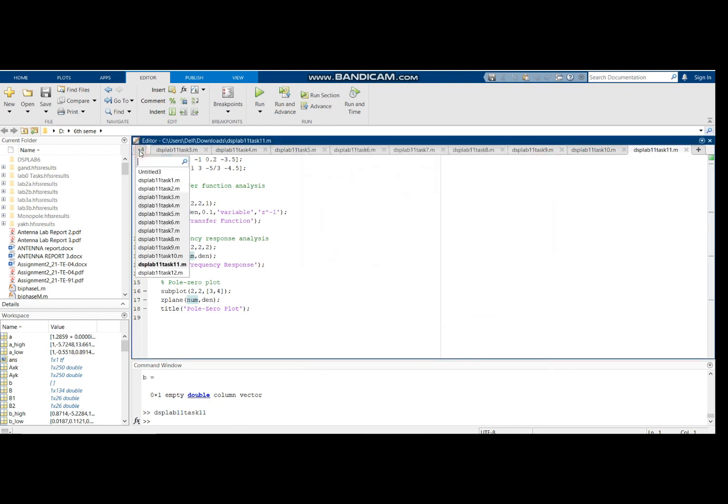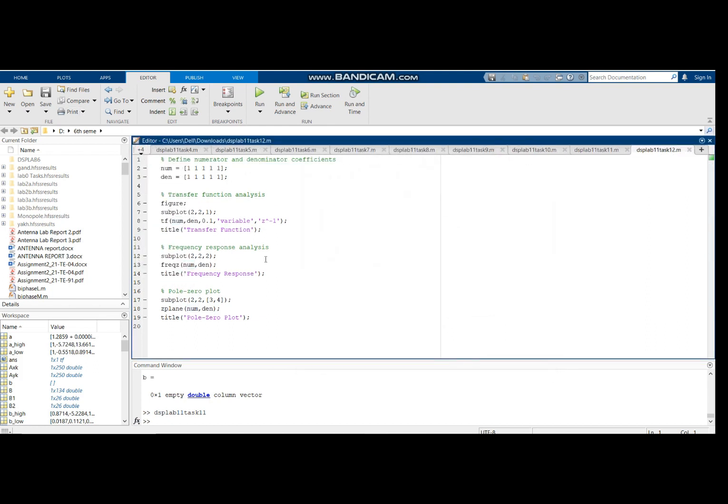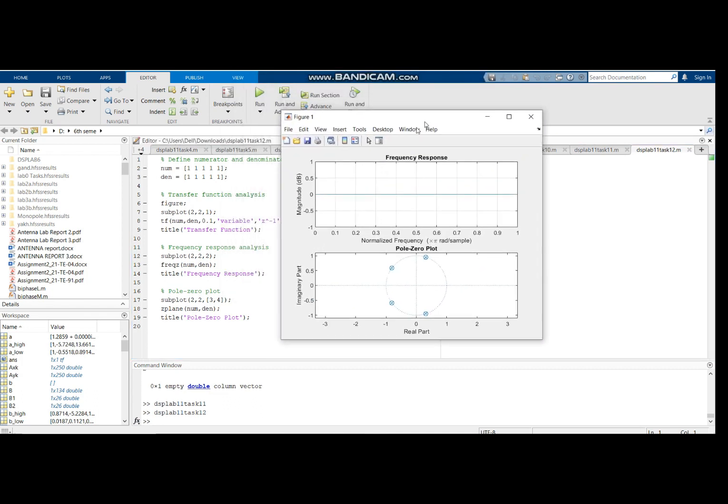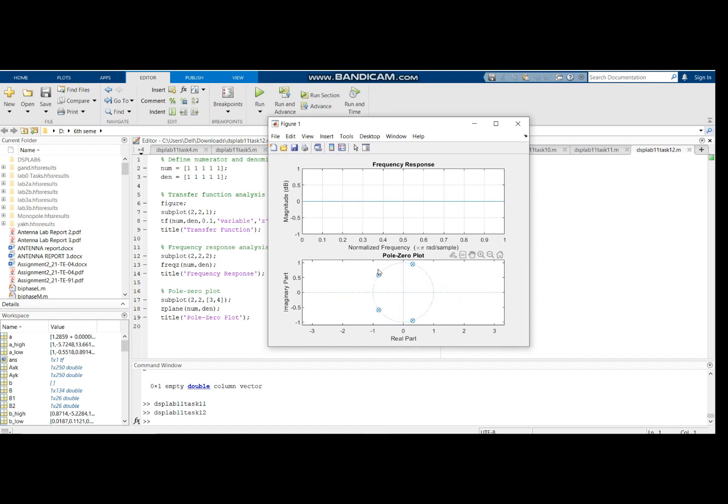The last task of this lab is task 12. Here the numerator and denominator coefficients are provided, and firstly we can observe the frequency response, and by running the output, the second subplot will represent the z pole-zero plot, which does not represent any frequency response because all the poles and zeros are overlapping with each other.